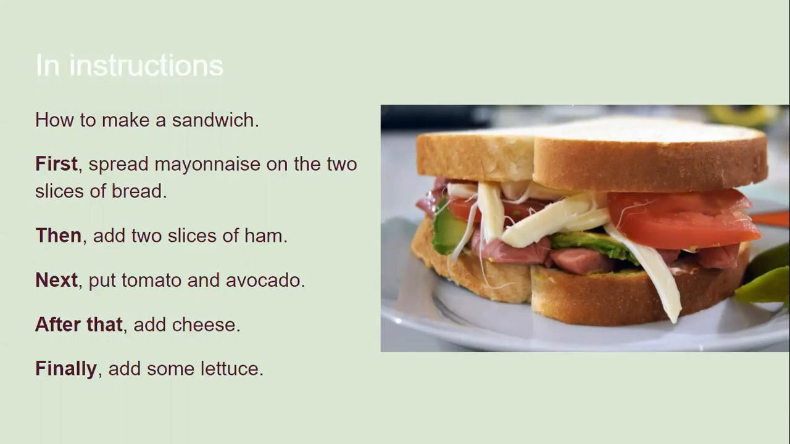Well, let's read these sentences one more time. First, spread mayonnaise on 2 slices of bread. Then add 2 slices of ham. Next, put tomato and avocado. And after that, add cheese. Finally, add some lettuce.